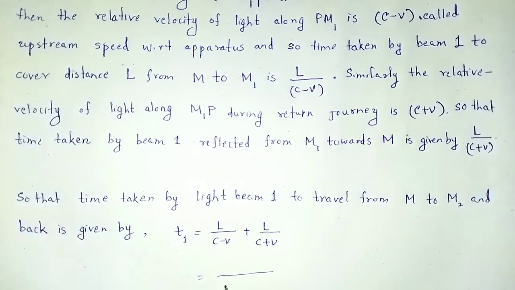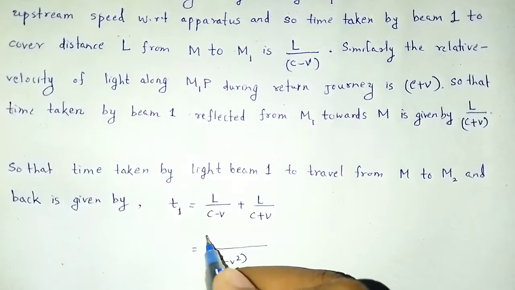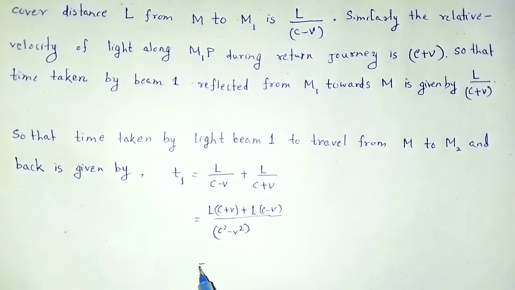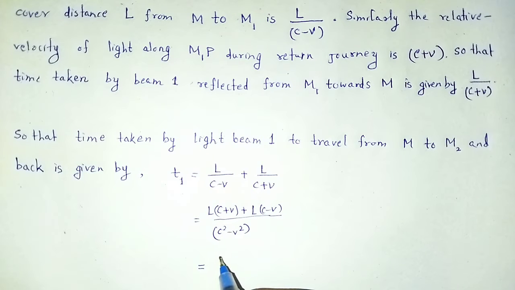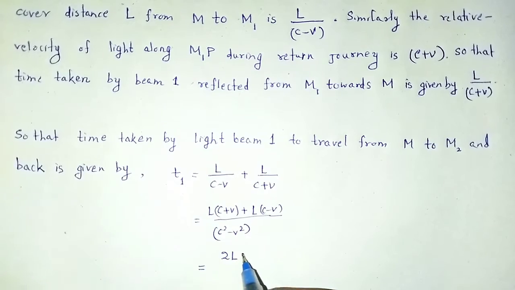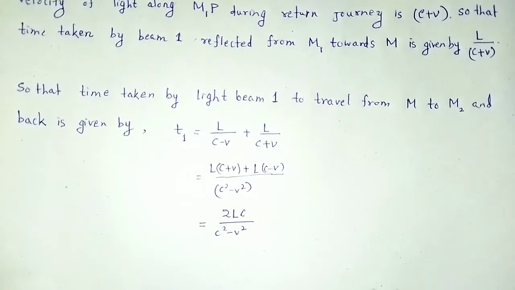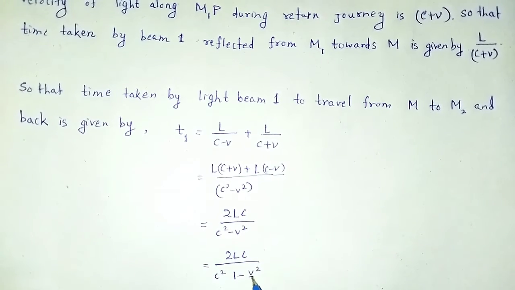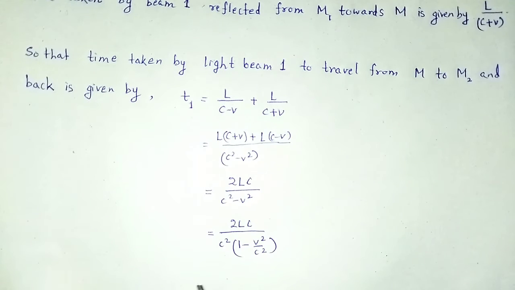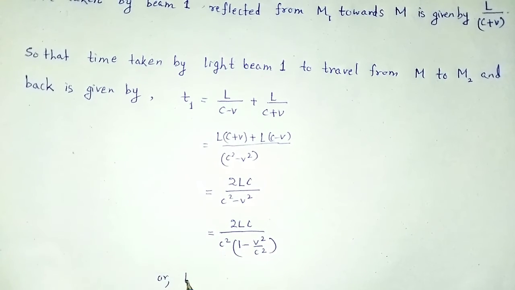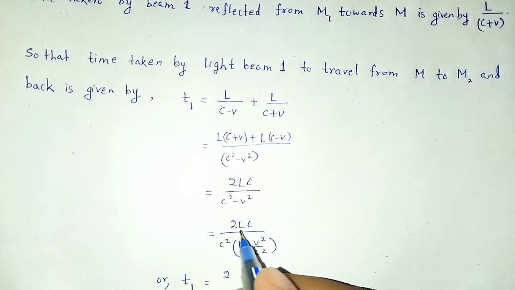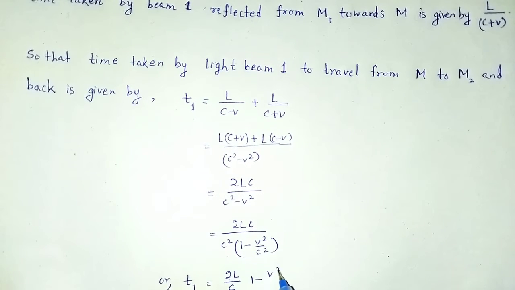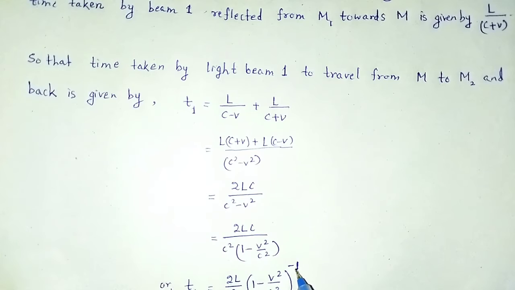Taking LCM, that is C square minus V square, L into (C plus V) plus L into (C minus V), that is 2LC divided by C square minus V square, which is equal to 2LC divided by C square times (1 minus V square divided by C square), or T1 is equal to 2L times C cancelled out, that is L divided by C, times (1 minus V square by C square) to the power minus 1.